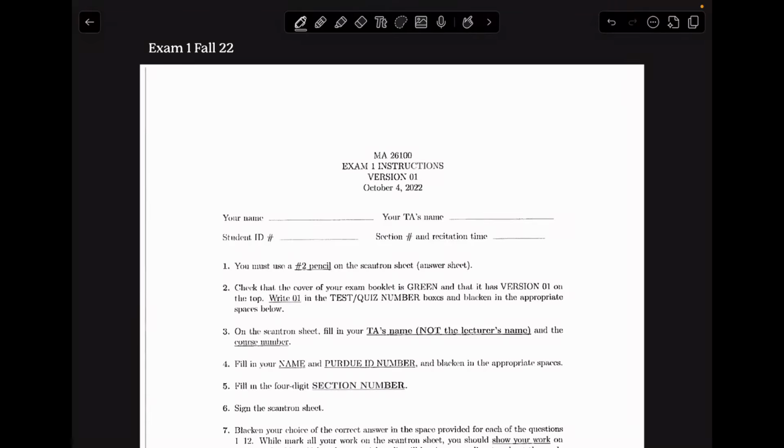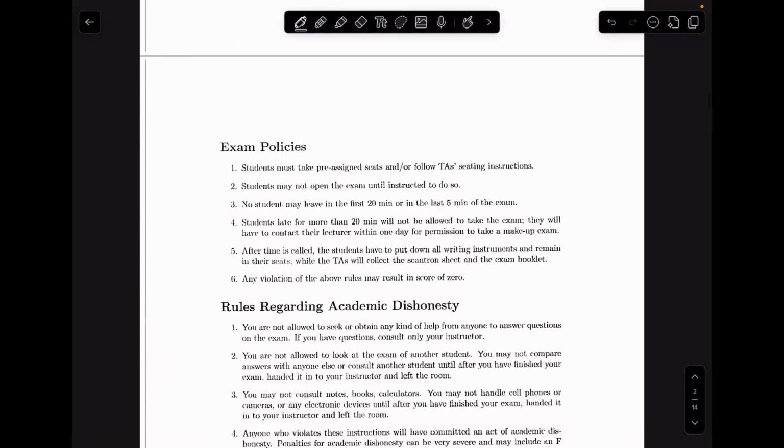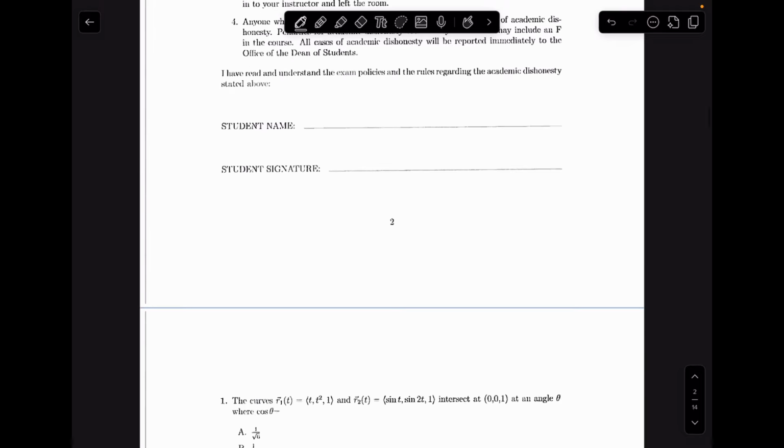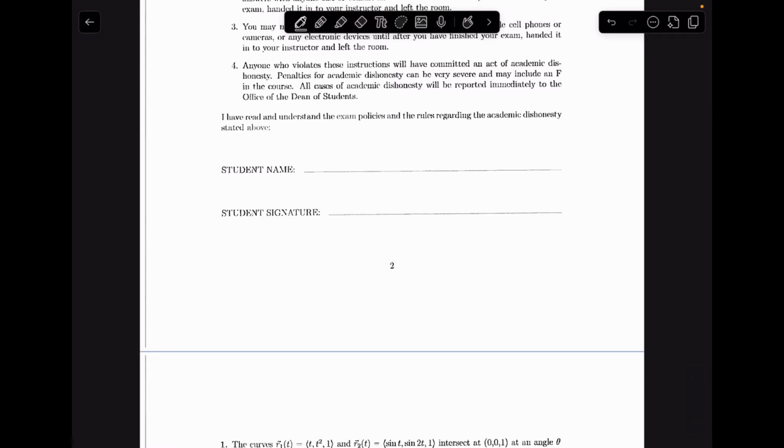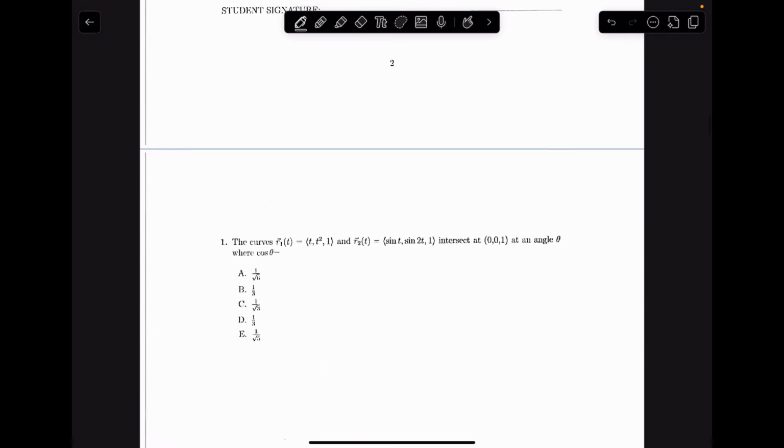Okay, this is the MA261 Fall 2022 Exam 1. And it looks like the exam was manually scanned. Oh, I hate them Xerox, but okay. Not my fault. We will work with what we have.